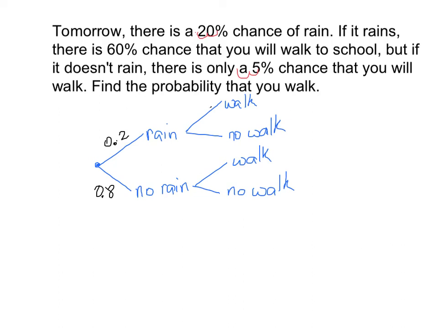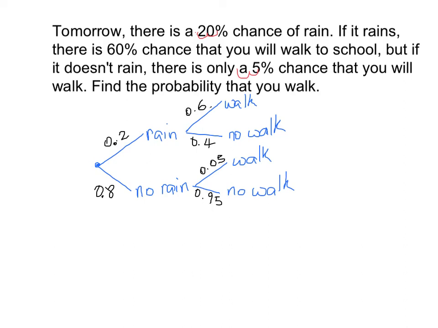So the question says there is a 20% chance of rain. If it rains, there is a 60% chance that you'll walk. What a crazy. All right, so let's fix that. 0.6, and then here, everything else, 0.4. If it does not rain, there's only a 5% chance that you will walk. So 0.05 here and 0.95 here. Who likes to walk more in the rain? Well, clearly this person does.